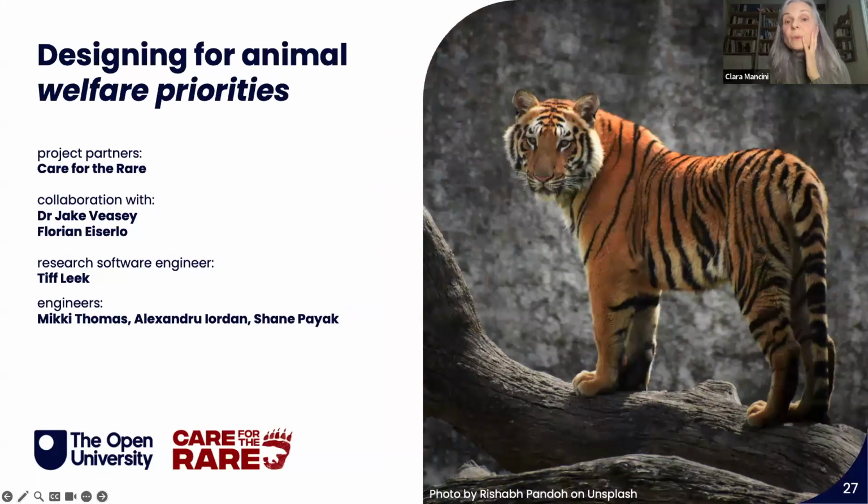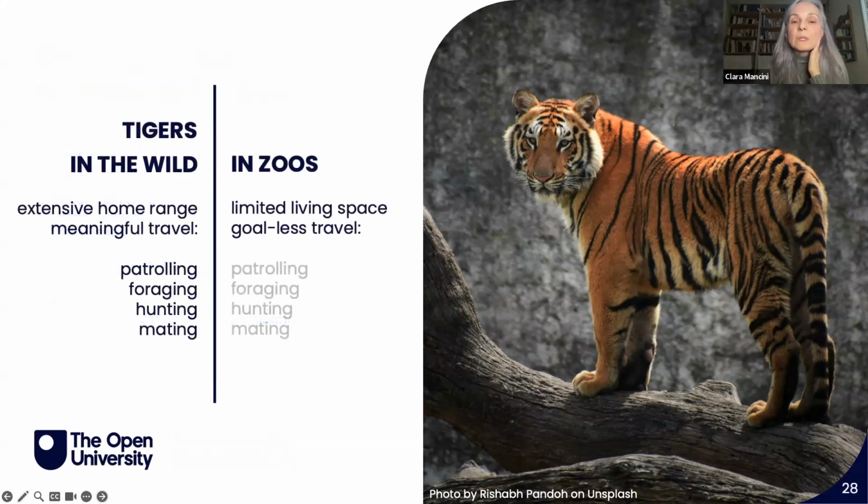Sometimes, though, enrichment interventions in isolation are not sufficient, and a more holistic approach to the design of animal habitats is needed in order to meet their welfare priorities, as this project aimed to do. Many wild animals live in settings which lack the complexity and stimulation of the environment in which they evolved. For example, in the wild, tigers have extensive home ranges and spend their time patrolling their territory, foraging, hunting, or mating, whereas in zoos, they have limited space and everything is provided for them on a schedule.